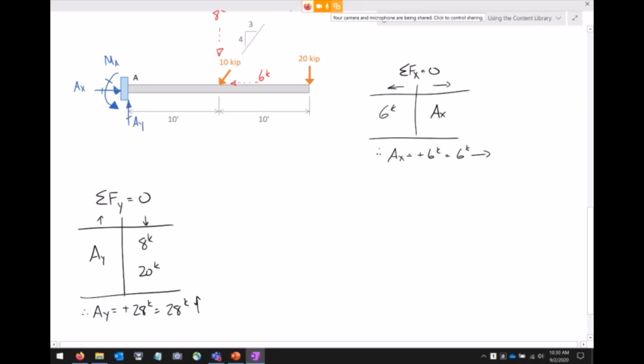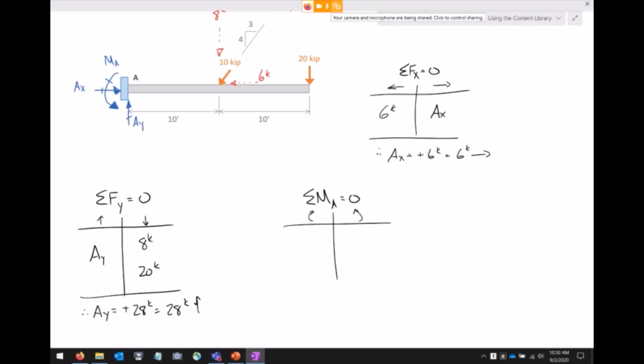Now, for the sum of moments, I am going to sum the moments at A. You could sum them anywhere, it really wouldn't matter, but I think that summing them at A is just pretty easy. And so we just start and work our way over. So we don't have to consider AX. We don't have to consider AY. We do have to consider this MA.